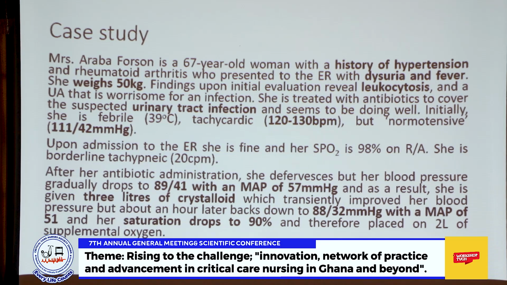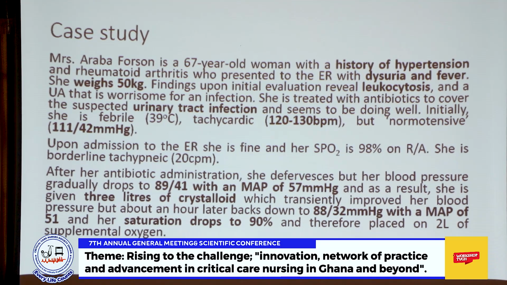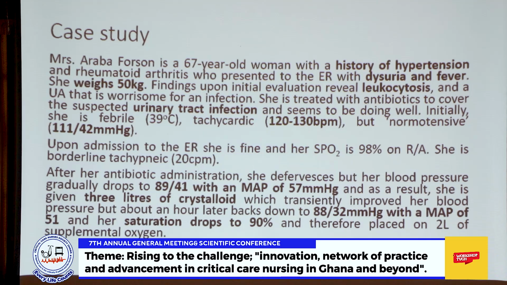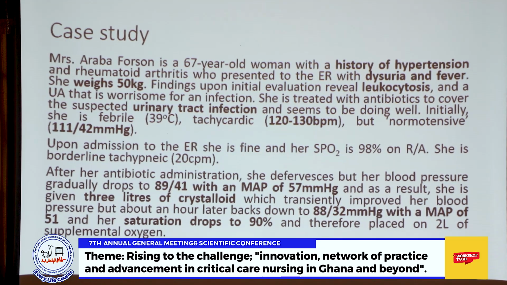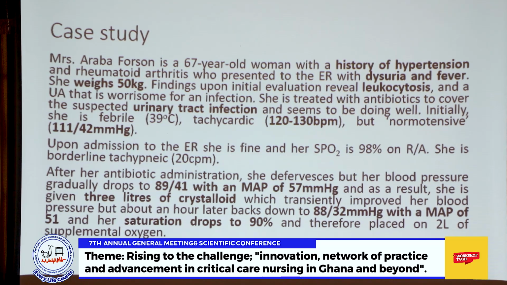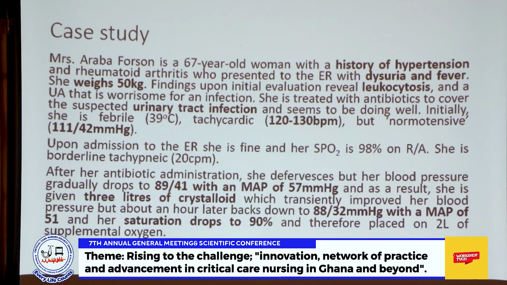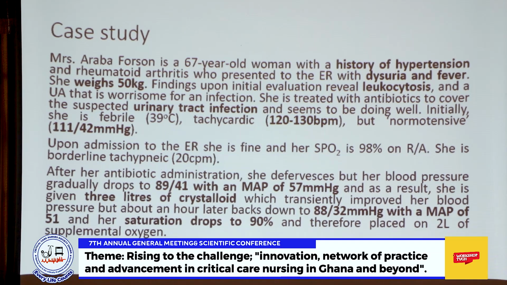So upon admission to the ER, she's fine. Her SpO2 is 98 on room air. She's borderline tachypneic, that's 20 cycles per minute. After her antibiotic administration, she defervesces, meaning her temperature settles. But her blood pressure gradually drops to 89 on 41 with a mean arterial pressure of 58. And as a result, she's given 3 liters of crystalloid, which transiently improved her blood pressures. But about an hour later, it reduces to 88 on 32 with a mean arterial pressure of 51. Saturations drop again to 90. And then she's placed on 2 liters of supplemental oxygen.